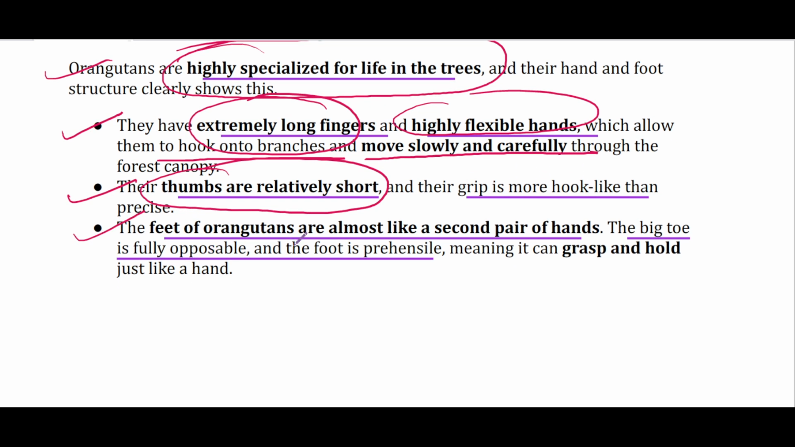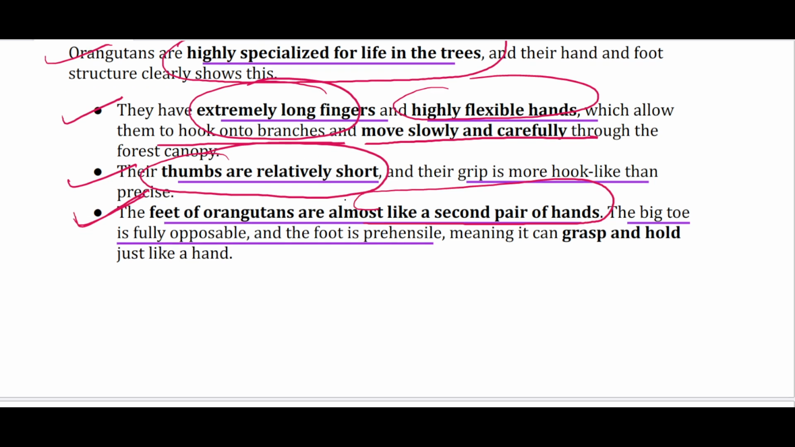Then the feet of orangutan, they're almost like a second pair of hands. And the big toe is fully opposable, means उनके पैर का अंगूठा can touch any other finger in their leg. And the foot is prehensile also. Prehensile means it can grasp objects like a hand.